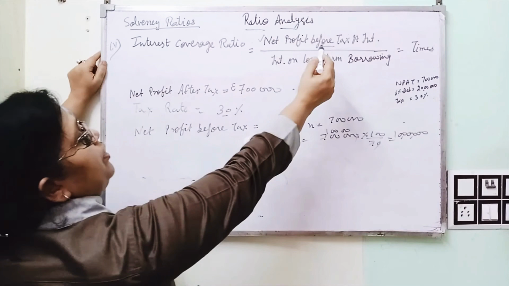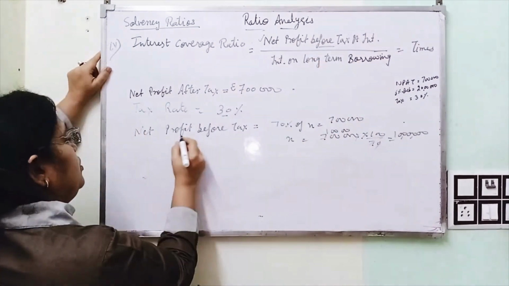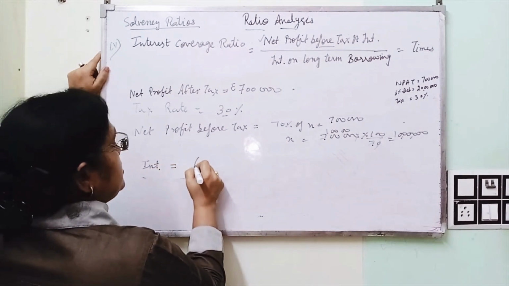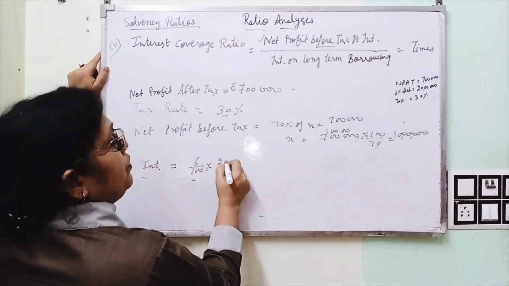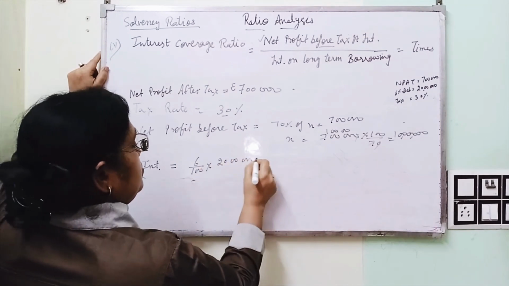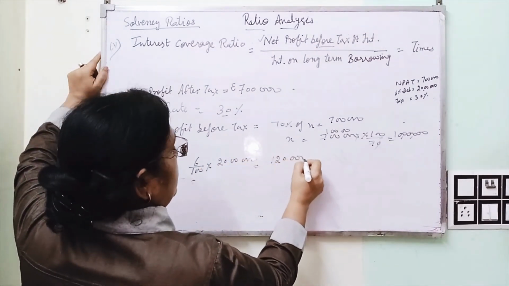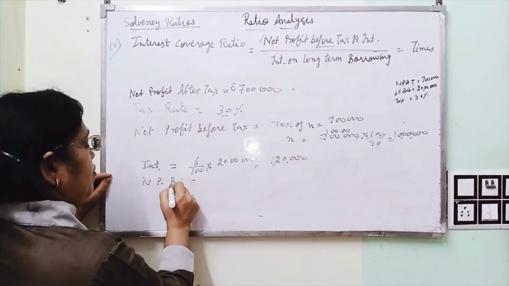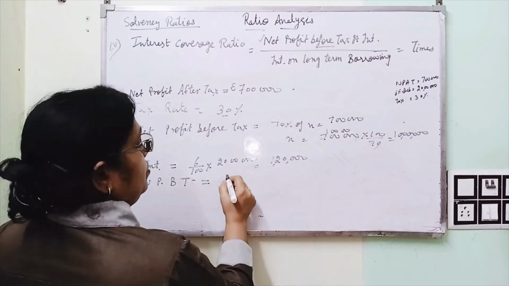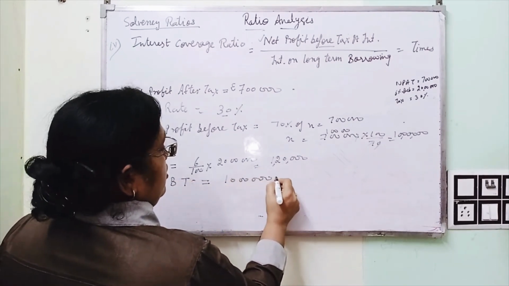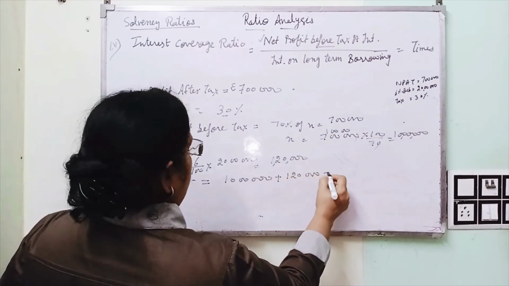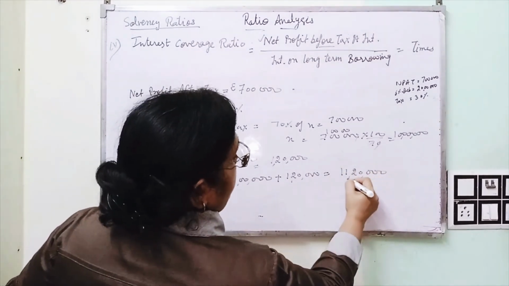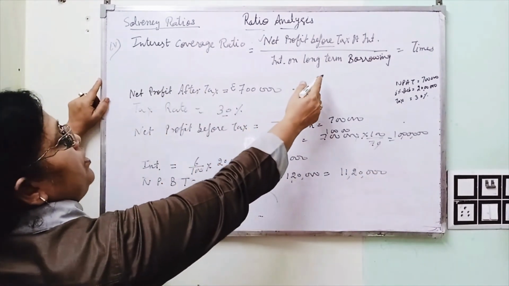And we have to calculate net profit before tax and interest. So in this we have to add interest, and interest is 6% on debentures, 20 lakh. It comes to 1,20,000. So net profit before tax and interest is equal to 10 lakh plus 1,20,000. It comes to rupees 11,20,000. Clear?